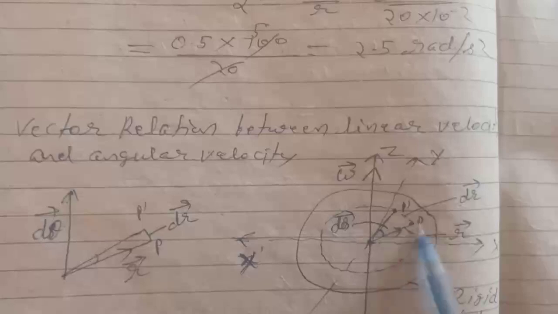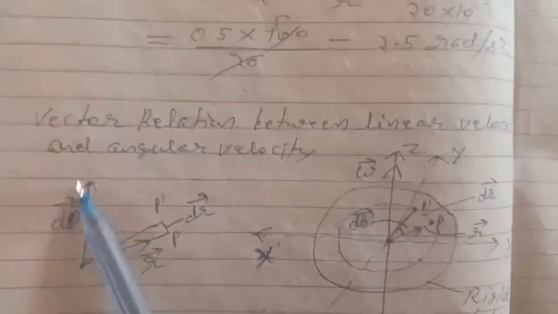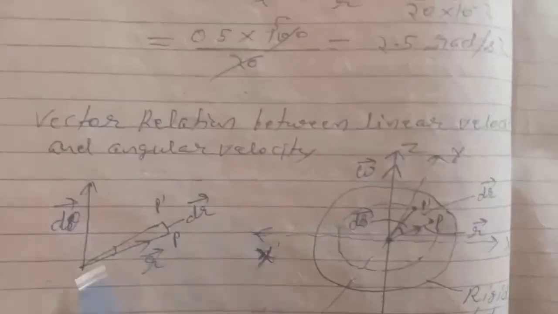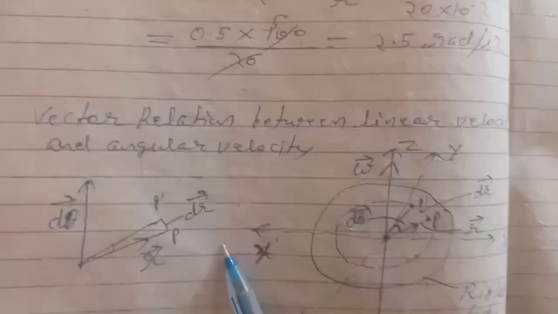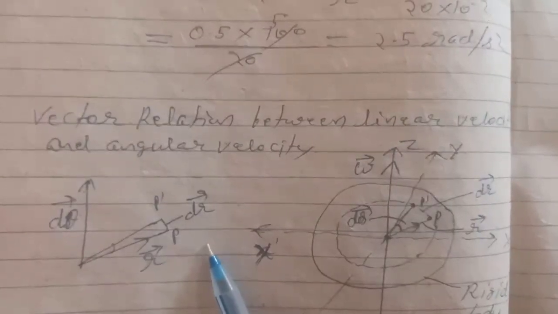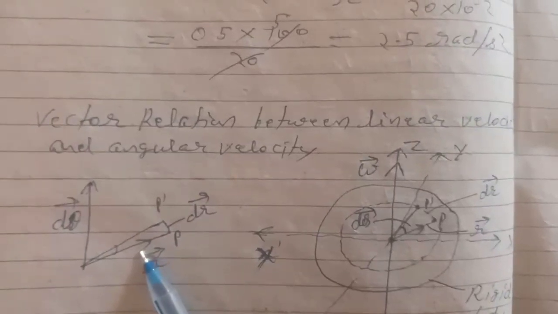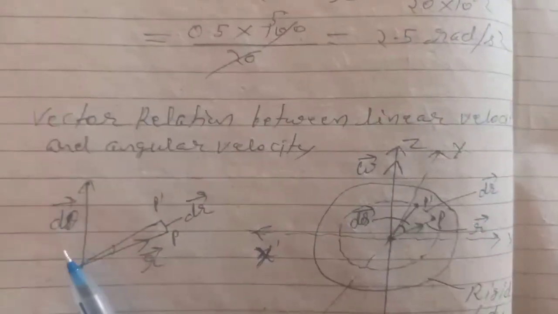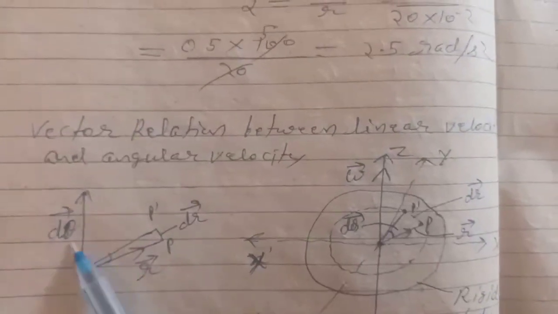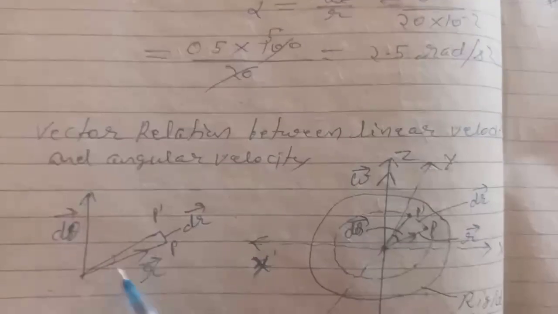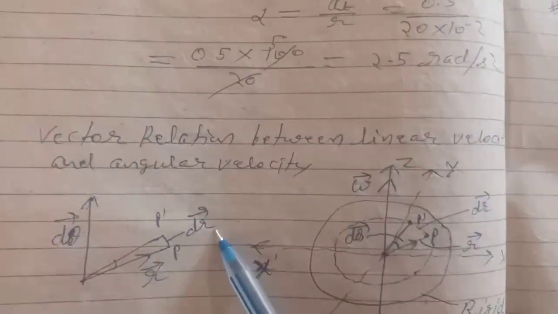and this is the radius vector. So we have the relation here, as shown: d theta is perpendicular to this plane, r vector in this plane, and dr vector in this direction. Now if we take the cross product of d theta and r vector, then the direction of d theta cross r will be along the direction of dr vector.